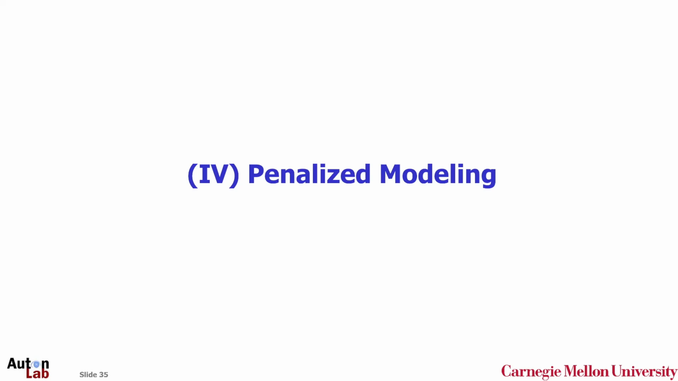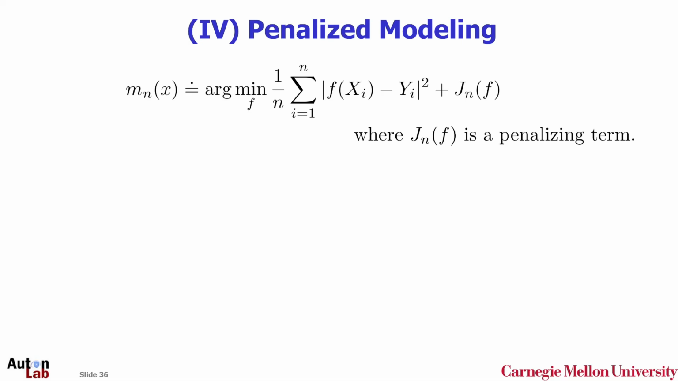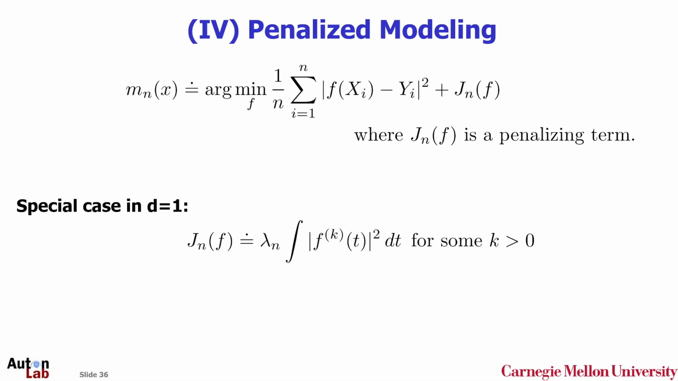Finally, the fourth way to create nonparametric regression methods is called penalized modeling. For any regression function candidate f, let J(f) be a penalizing term. For example, it could be this expression: lambda n times the integral of the squared absolute value of the kth derivative of function f. The objective function is just the squared error plus the penalty term. Interestingly, in this case, we can minimize this objective function among all possible functions. We don't need to restrict the function space as we did in the previous case. This penalty term will control the overfitting. For example, if the function is very wiggly, that is, it changes a lot, or it has high kth order derivatives, then this penalty term would be high, so the model prefers smooth functions with small kth order derivatives.